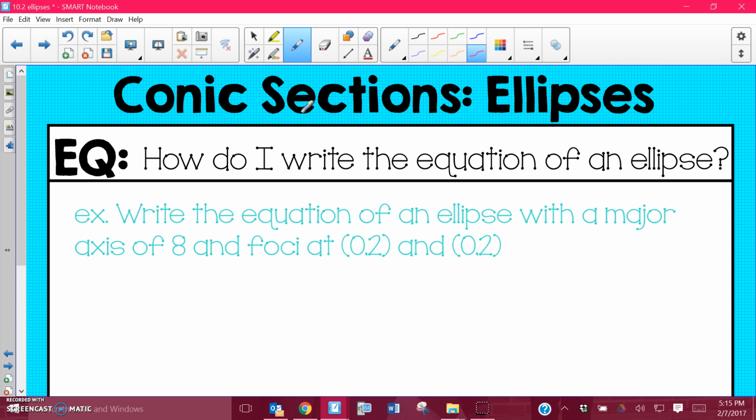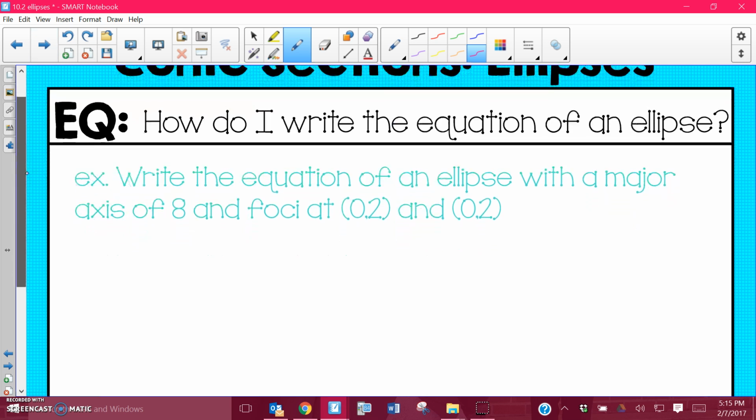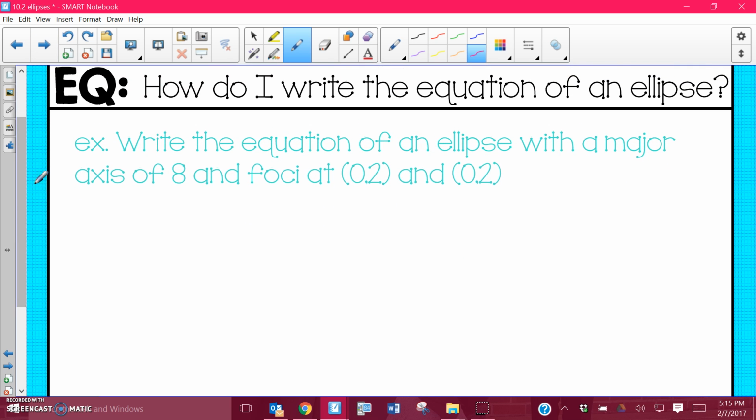It says write the equation of an ellipse with a major axis of 8 and foci at those two places. Now, when I'm doing these, I tend to look at a picture just to get an idea of what I'm looking at here. So I know that I have foci, well, that should probably say -2. They have foci in the same spot. Okay, so we have foci at (0, 2) and (0, -2).